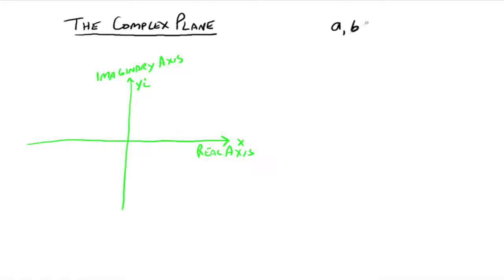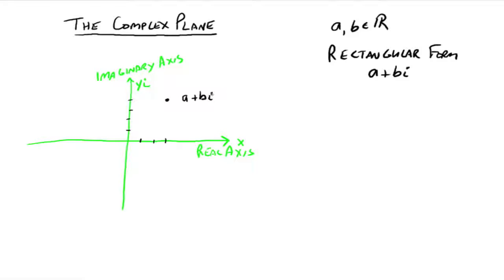If a and b are real numbers, then the rectangular form of a complex number looks like a plus bi. And remember, it's got a real part and an imaginary part. So we can graph complex numbers on the complex plane with the real axis and the imaginary axis, and those correspond to the real part and the imaginary part. For example, for a plus bi, we would go over a and up whatever b is, and plot a point there. That would be the point a plus bi. This is a and this is b.